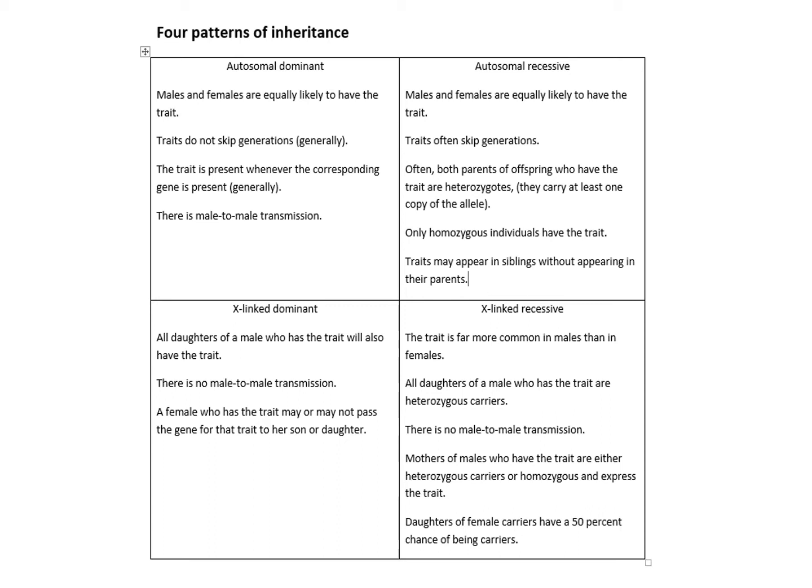Basically, you use these four patterns as a key, and then, looking at those five pedigrees, you decide which pedigree matches these characteristics the most. Now there is a fifth pedigree, as you know, but it's so obvious that you shouldn't need any help identifying which one it is.